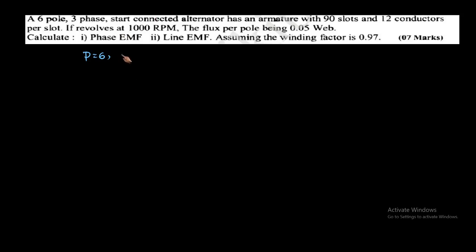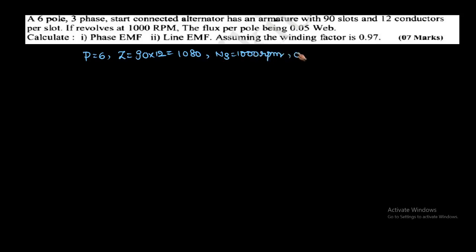So let us say it is a 3-phase alternator having a number of conductors. It has 90 slots, and each slot consists of 12 conductors. So how much are you going to get? 12 times 90, that is 1080 conductors you are having. It is rotating at synchronous speed, that is 1000 rpm.